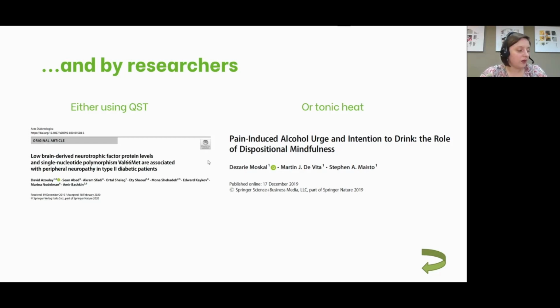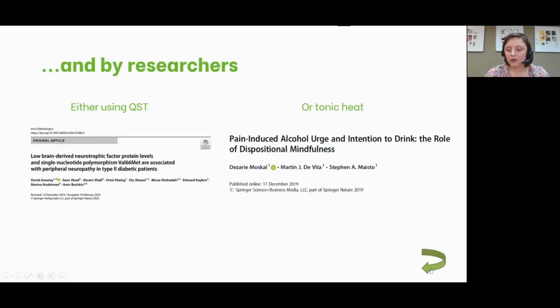This group from Syracuse University used the Qsens on heavy drinkers, and they applied a capsaicin heat model. They applied 44 degrees heat for 15 minutes combined with a capsaicin bandage, and they wanted to mimic clinical pain, like acute pain, and they wanted to see its influence on the urge and intention to drink, and they showed a very nice correlation.